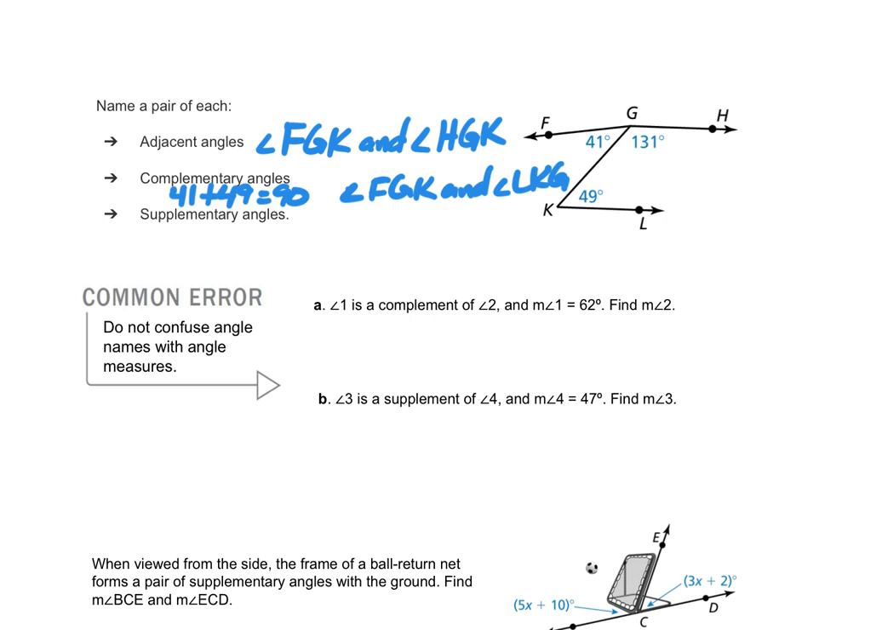131 and 49, okay? So we just got to, first of all, find two numbers that add up to be 180. And we're going to name the two angles that identify those two angles. So 131 would be angle HGK. And then the 49-degree angle would be LKG.